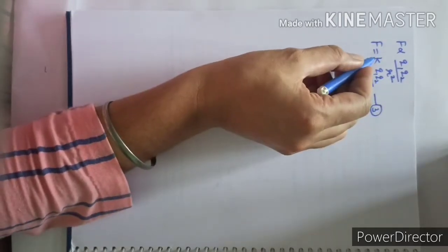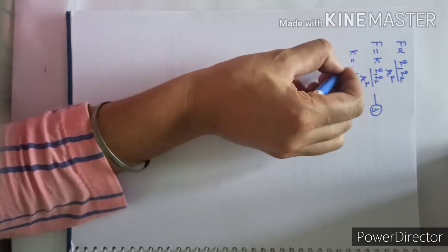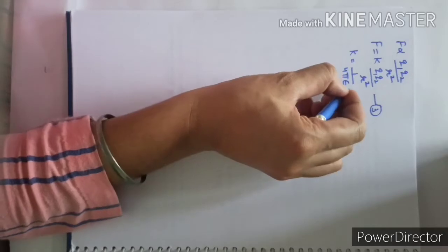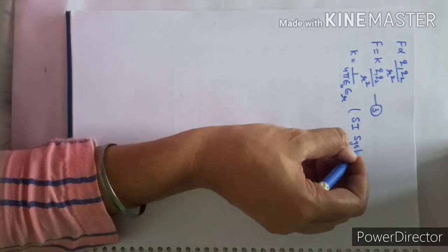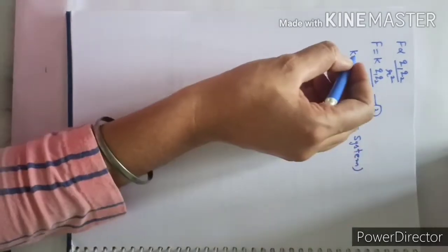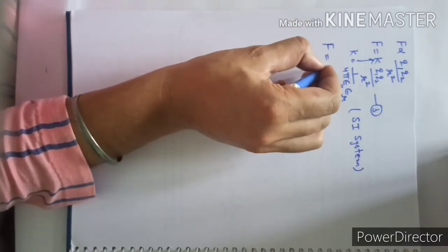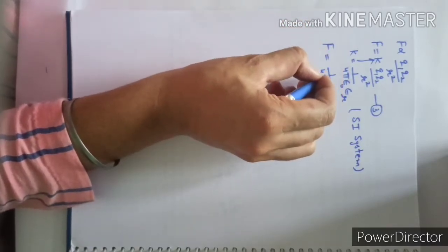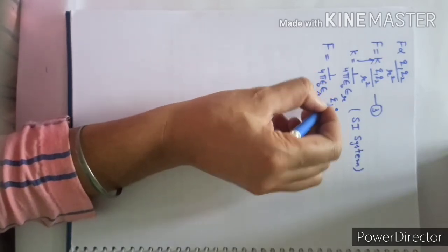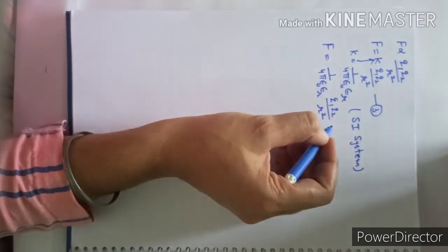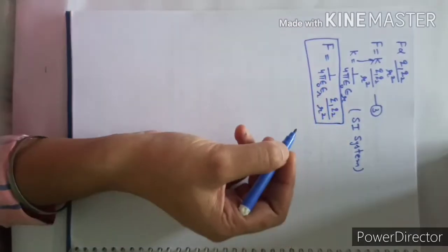The value of this constant depends upon the nature of the medium between the two charges. So K is equal to 1 by 4 pi epsilon naught epsilon r in the SI system. Put this value of K in equation number 3, we get F is equal to 1 by 4 pi epsilon naught epsilon r, Q1 Q2 by R square. So this is the expression for Coulomb's law in electrostatics.